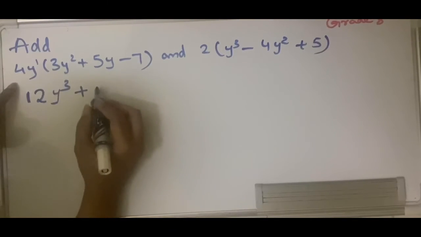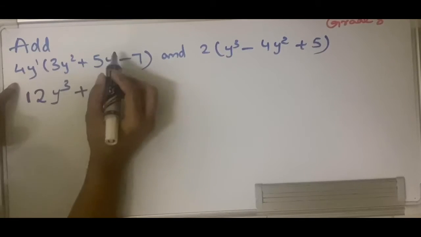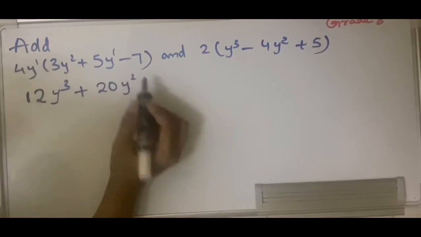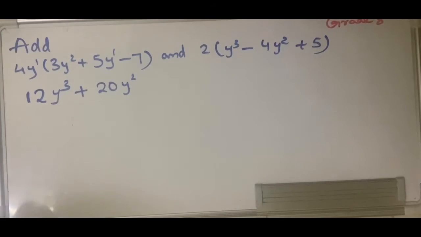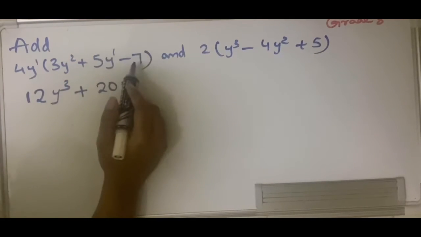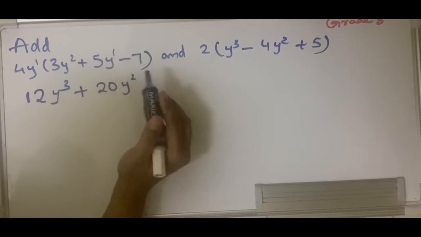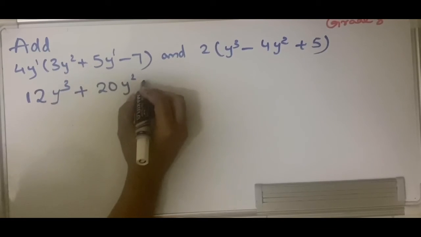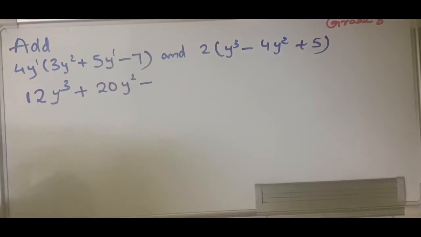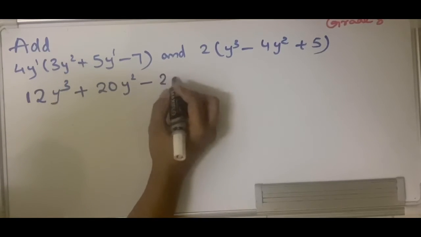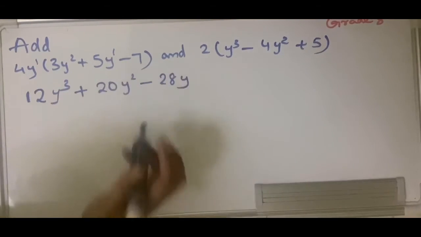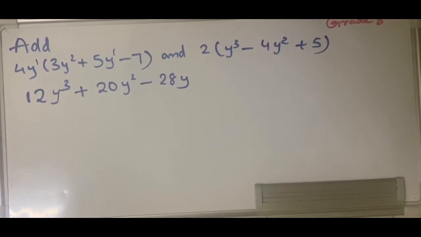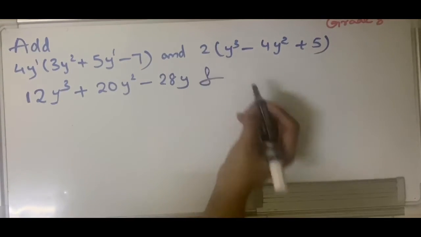So 4 times 5 is 20, and y raised to 1 times y raised to 1 would give you y raised to 2. Then you have 4y times minus 7. So a plus and a minus. So you have an odd number of negatives, because one negative. So your answer should also have a negative sign. 4 times 7 is 28, and y will be put as such because there is no other variable. So first part is solved, and then let's look into second part.